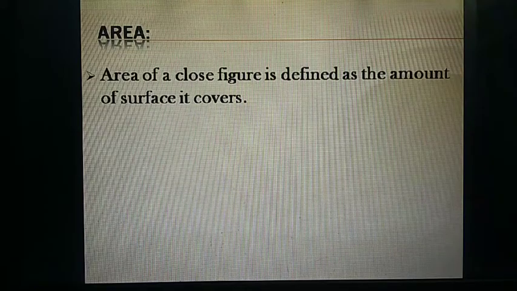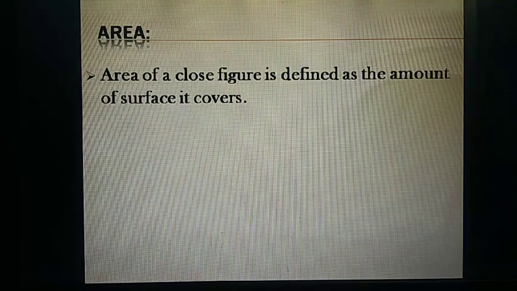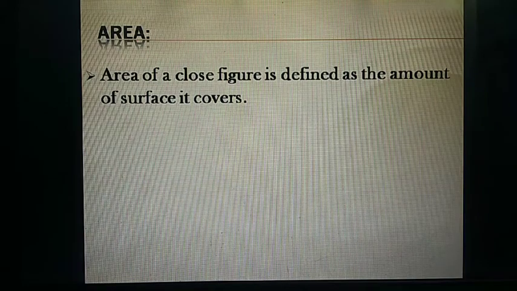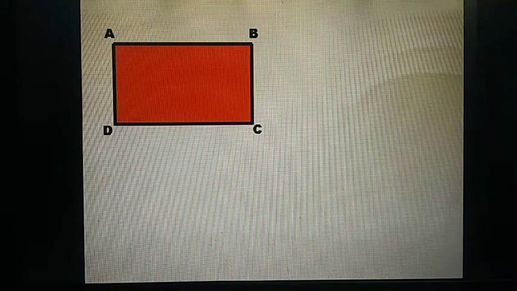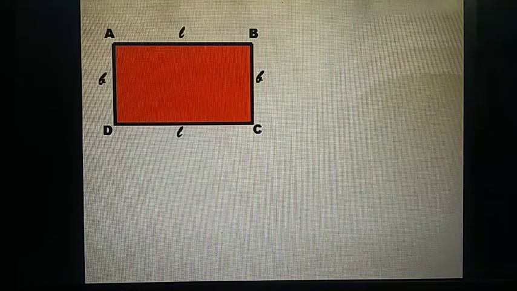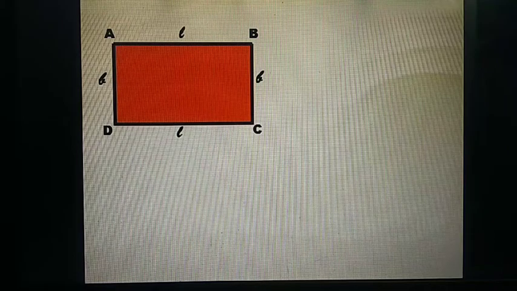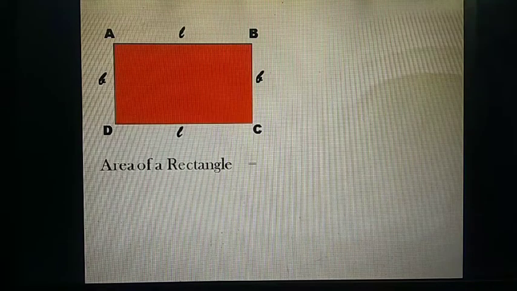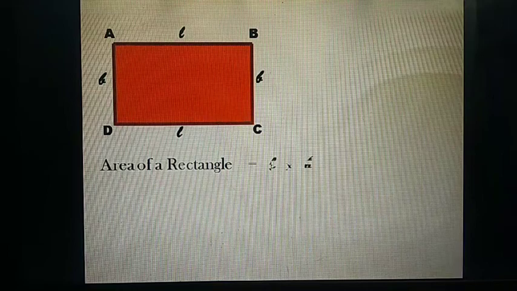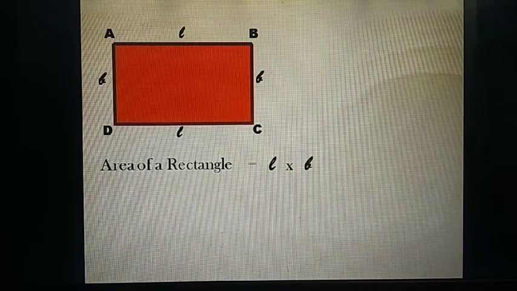The next topic is area. What is area? Area of a closed figure is defined as the amount of surface it covers. Let's consider a rectangle. Here, opposite sides are equal. Area of a rectangle will be length into breadth.